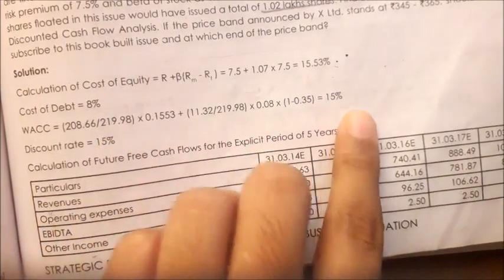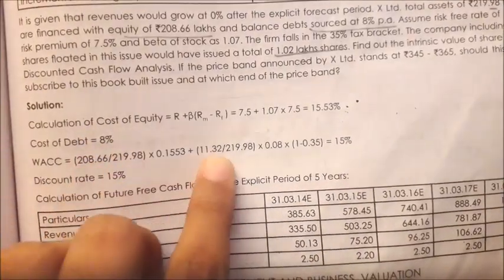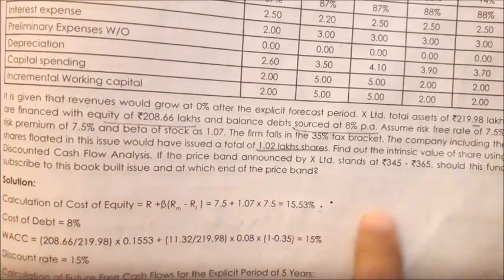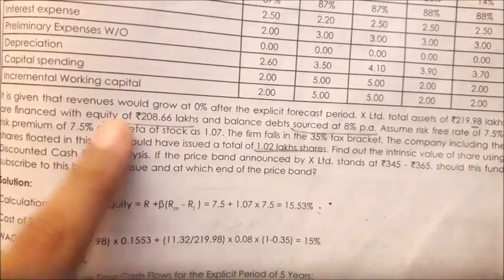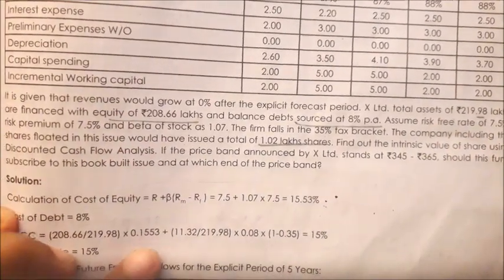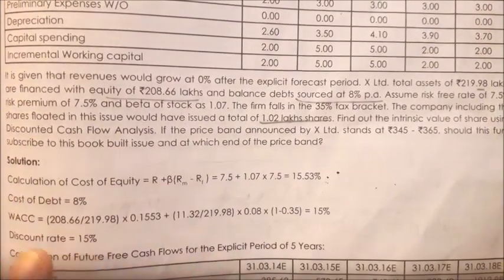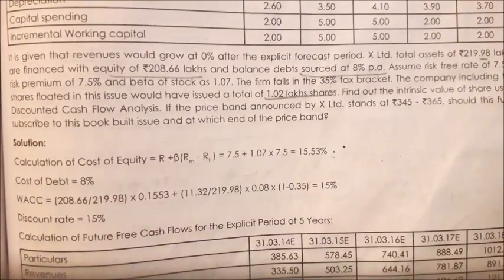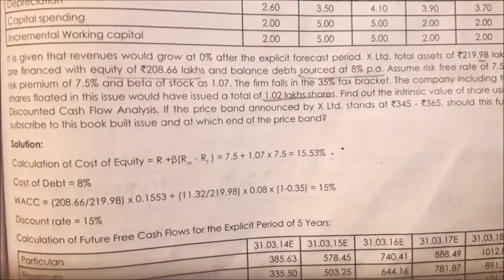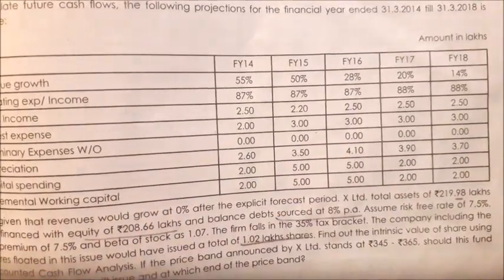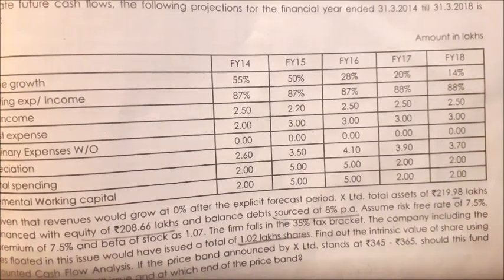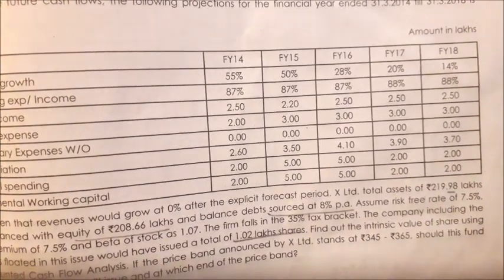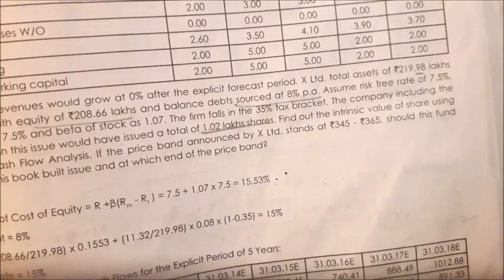So weighted average cost of capital is found like this: equity 11.32. How it came through 219.98 minus 208.66. So we'll get this value. This is the weights, and we'll multiply 8%, 1 minus tax rate. So weighted average cost of capital is 15%. These cash flows are going to be discounted through weighted average cost of capital, as this is the firm. Okay, now let's move into the calculation.